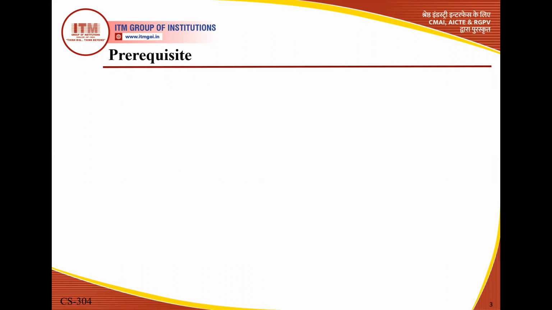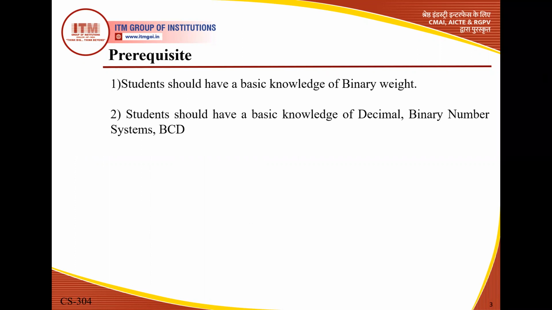Prerequisite: students should have a basic knowledge of binary bits. This was already discussed in the previous lecture, so we can easily cover this prerequisite on the basis of the previous lecture. Students should also have a basic knowledge of the decimal and binary systems and BCD numbers, because knowledge of these numbers is very helpful when we understand the operations of Excess-3, Gray code, etc.